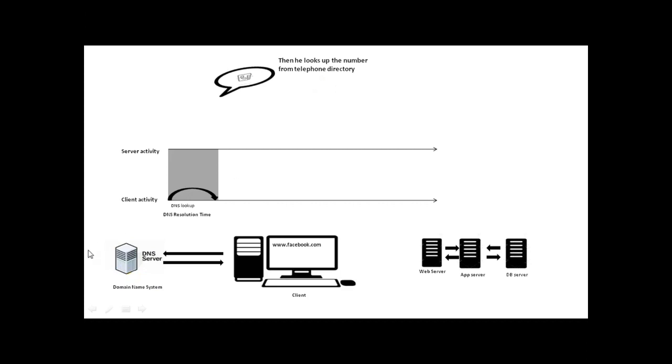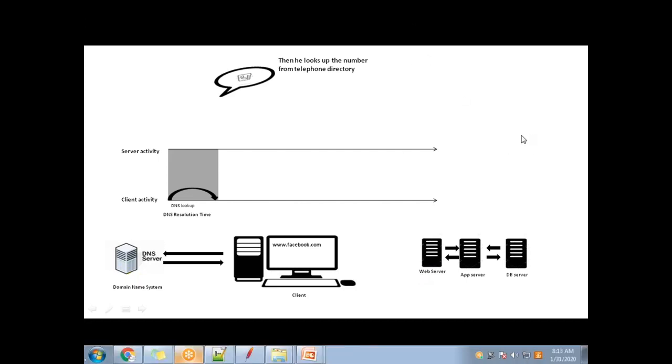Name and the phone number. Here, the name of the website. Here, it doesn't contain the phone number, it contains the IP address. IP address of what? The web server to which the request needs to be sent. Are we clear, guys? All of you? Okay. Just like your telephone directory contains the name and phone number, here it contains the website and the IP address of the web server to which the request needs to be sent.